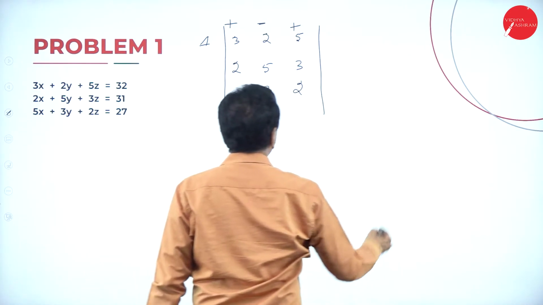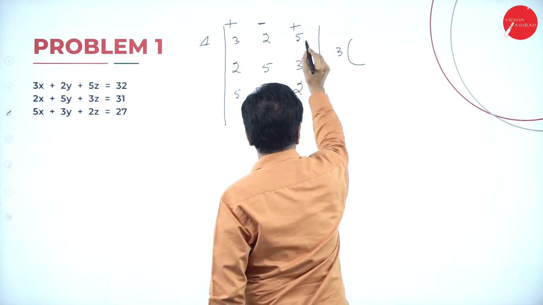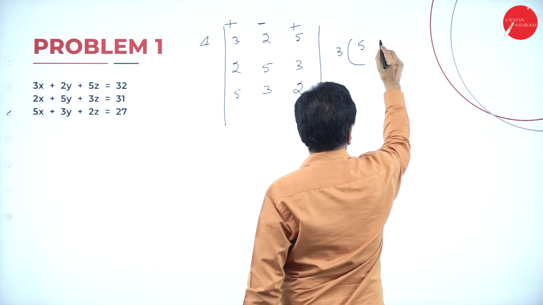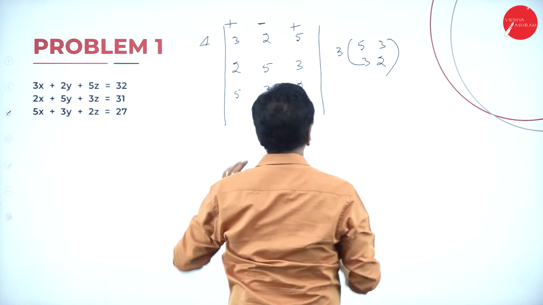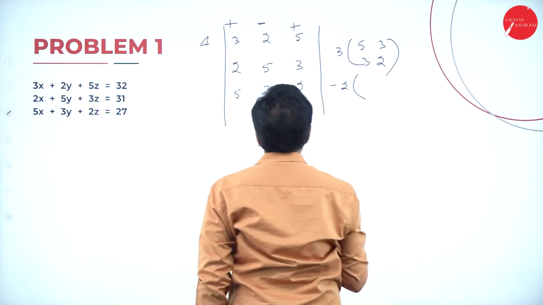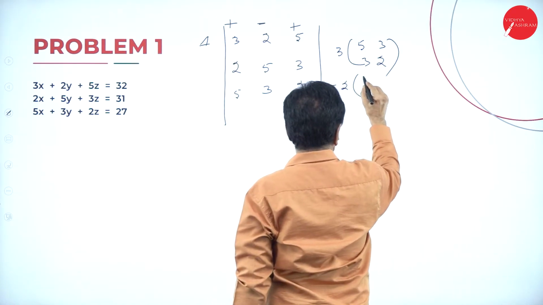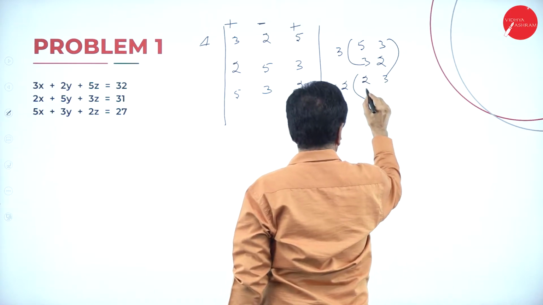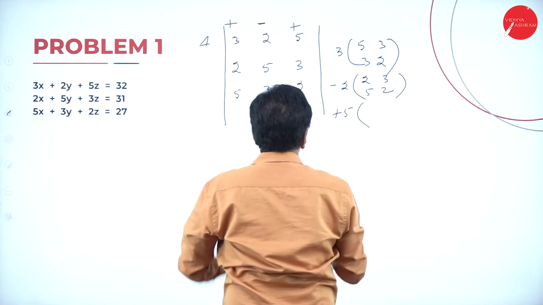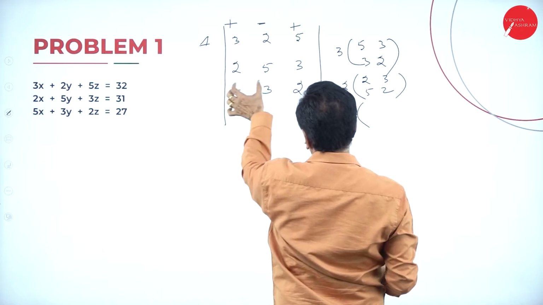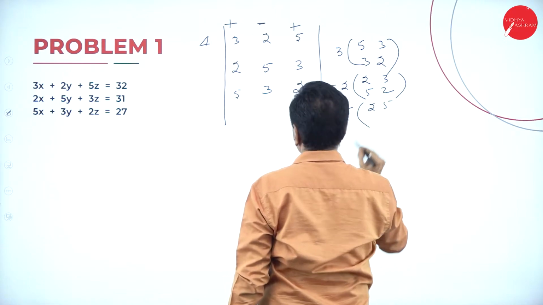We'll go ahead with this. We take 3. When you take this 3, what is left over? 5, 3, 3, 2. Then come to minus 2. When you take the minus 2, this row and this column go. What is left over? 2, 3, 5, 2. Then we have plus 5. When this row and this column go, what is left over? 2, 5, 5, 3.